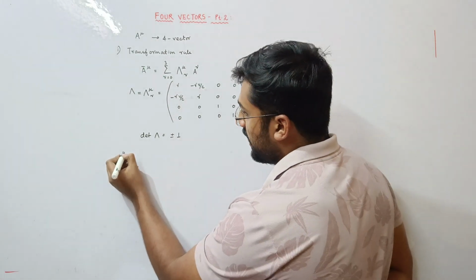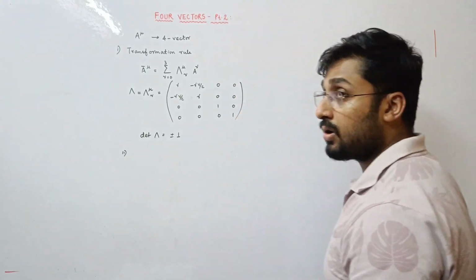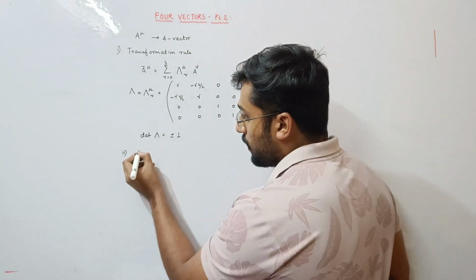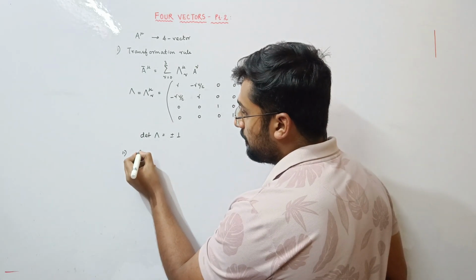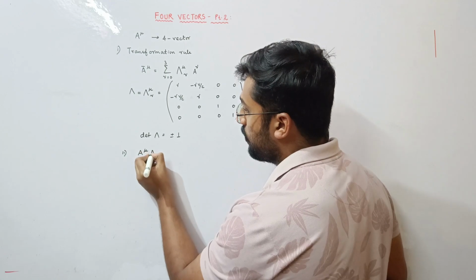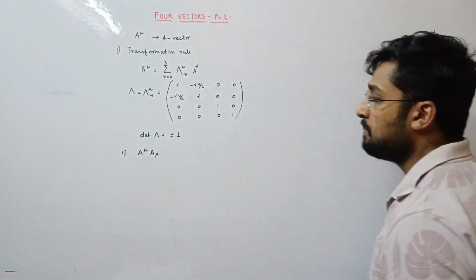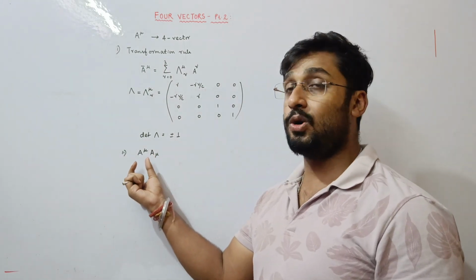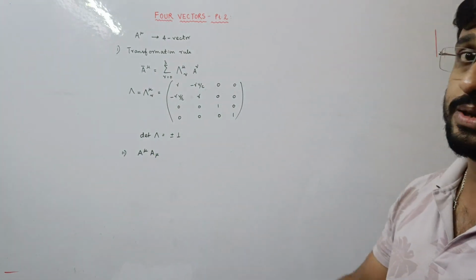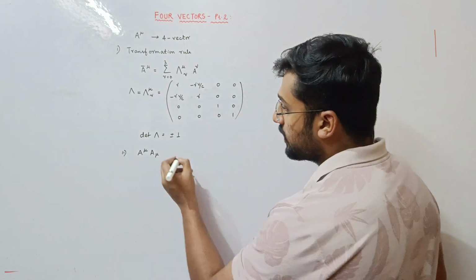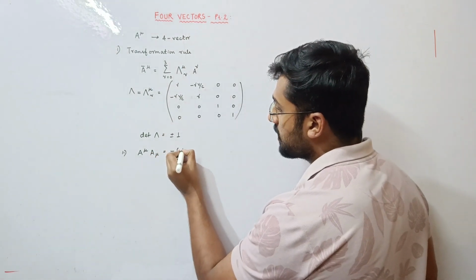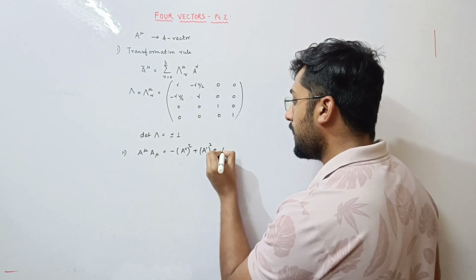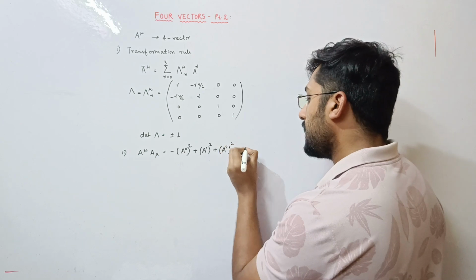The second important rule is that the inner product or the dot product of two 4 vectors must be Lorentz invariant. So what did I say? Suppose A mu is a 4 vector. If I take the inner product, the so-called dot product, of two such 4 vectors, that must be constant. It can also be expressed in the following form: minus a naught square plus a1 square plus a2 square plus a3 square.